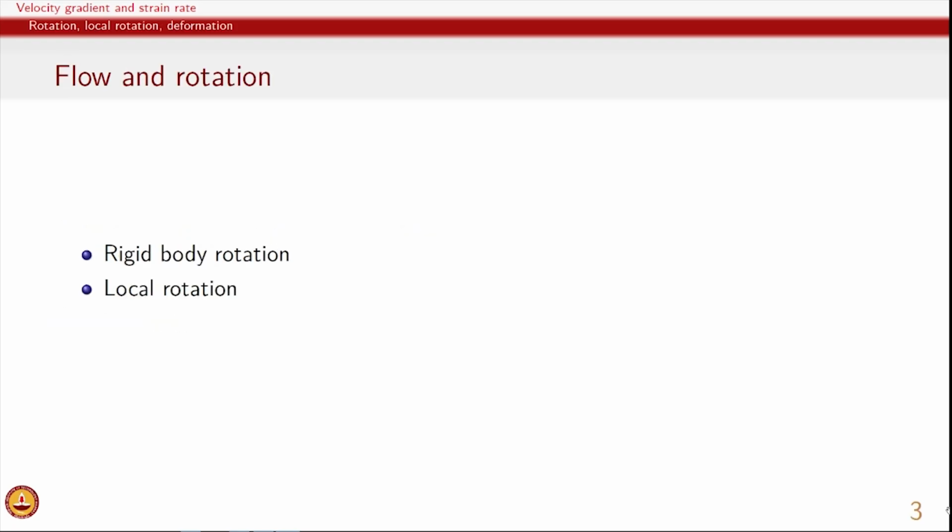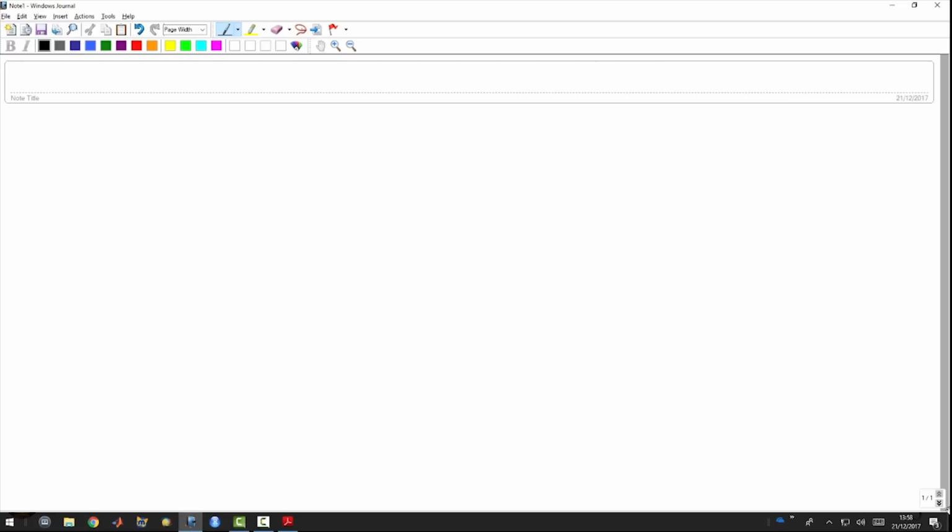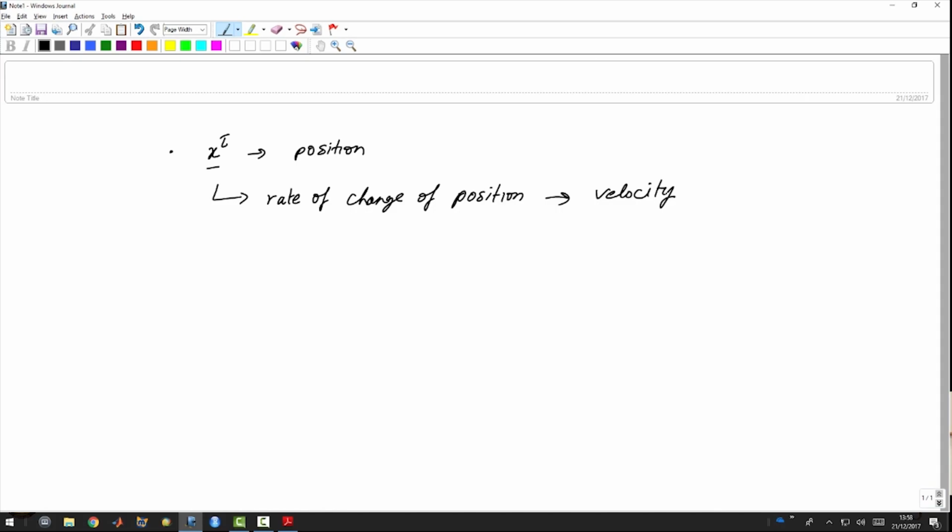So when you look at flow and rotation, what we have is an individual material point. Its position, as we have seen, is defined as x of tau. So this is the position, and rate of change of this quantity, the position, is velocity. And so the velocity tells us about what is the overall direction of flow.